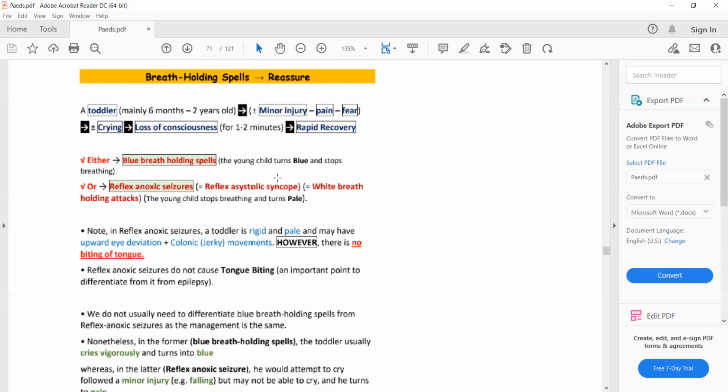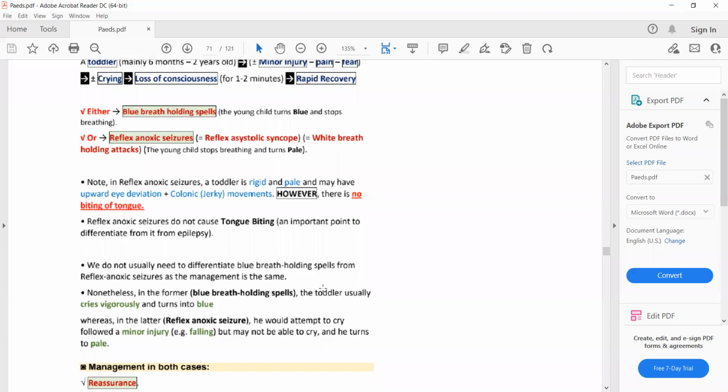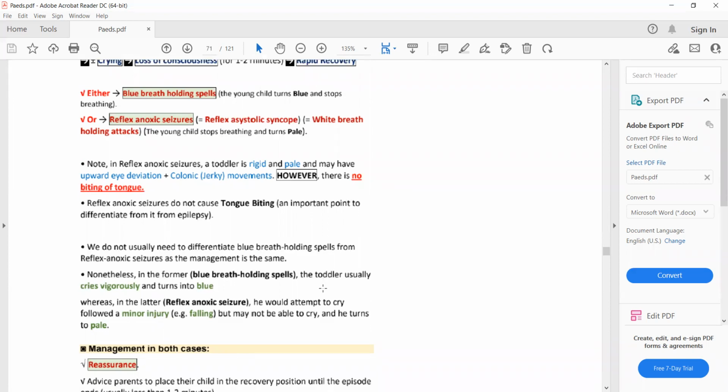So in the blue breath holding spells, the child cries excessively, turns blue and stops breathing. And in reflex anoxic seizure, the child just suddenly has his heartbeat stop and turns pale. That's why it is also known as white breath holding spells. But in the PLAB 1 exam, you will not usually be asked to differentiate between these two. So this is just for your knowledge, how to differentiate between them or why they are called white breath holding spells and blue breath holding spells.